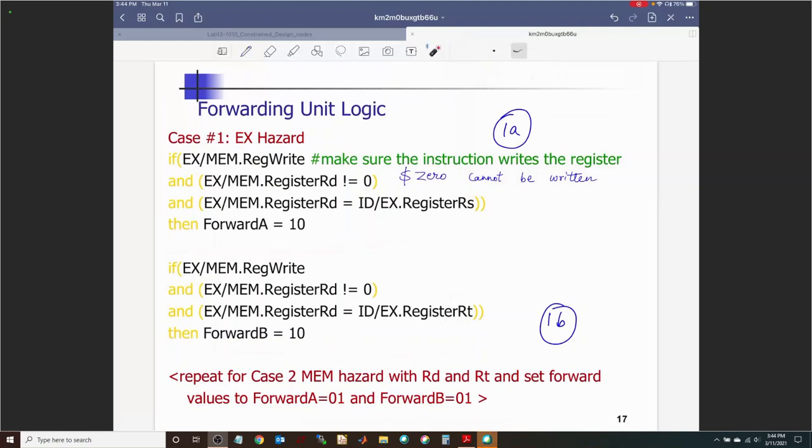Now, all of this is the forwarding unit logic for case one, the execute hazard. You just have to repeat the same thing for the memory hazard with a few changes. Instead of execute mem, what all would change? All of this would change, one, two, three, four, five, six. All of that will change to mem write back. And forward A will be 01, forward B would be 01. That would be mem write back forwarding to fix the mem hazard.